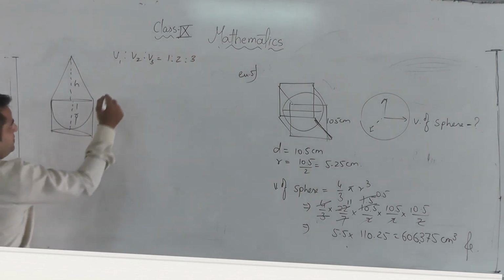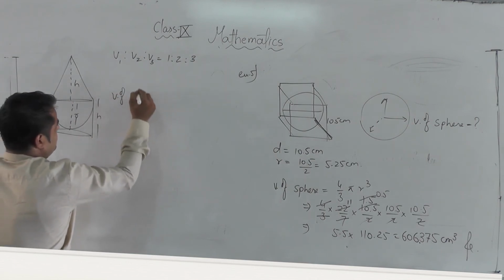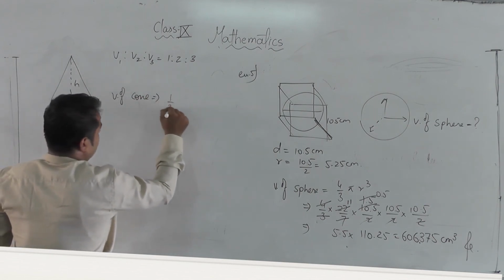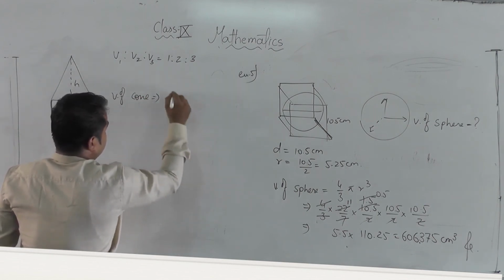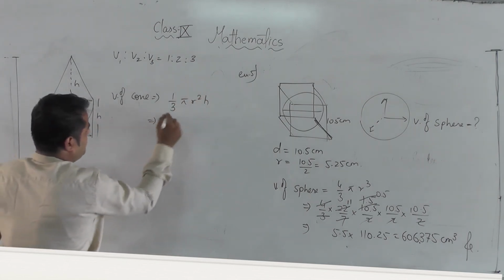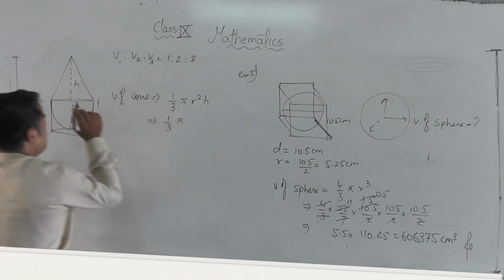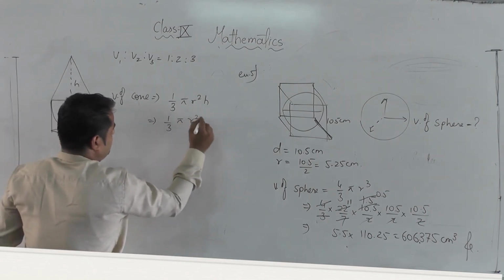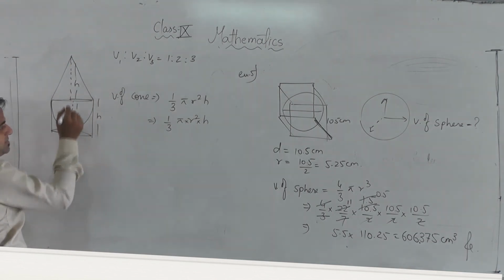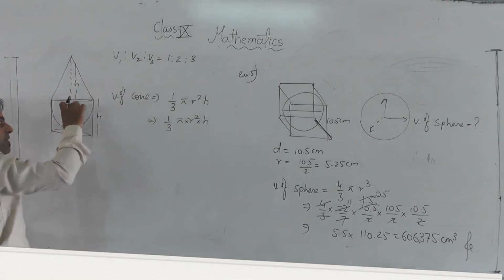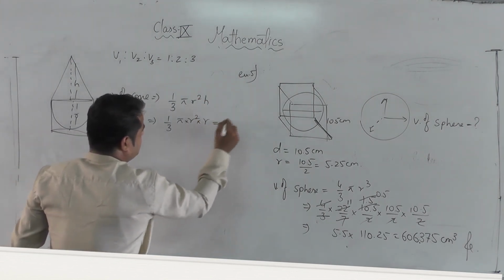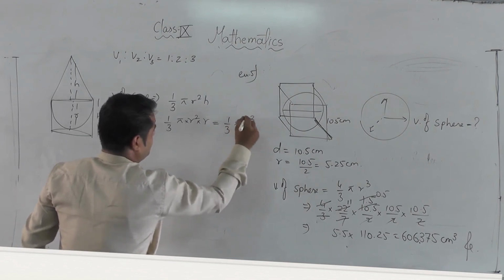Let's find the volume of each, volume of cone first. Okay, volume of cone will be 1/3 pi r square h. Now since heights are equal, this h is equal to the height of this hemisphere, which is equivalent to the radius. So in the place of h, I am keeping r here. So it will come like 1/3 pi r cube.